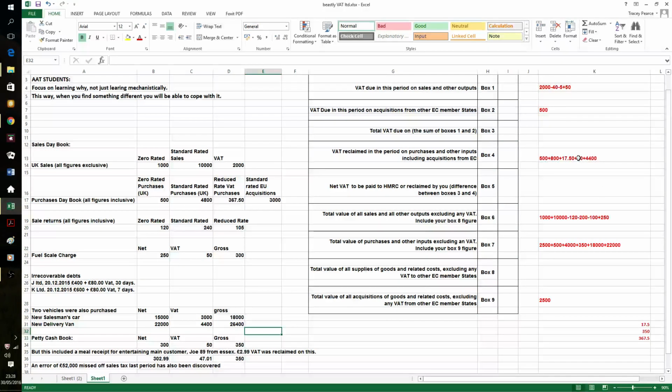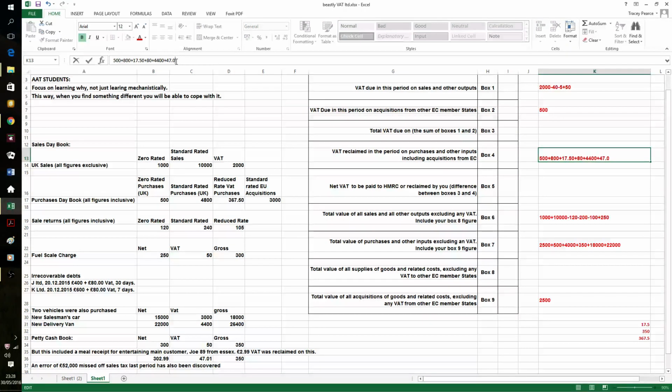So now box 4 then, what we're going to do is claim back what we are allowed to claim back. The £47 and a penny. And in our box 7 then, we're going to put the 302.99, the new recalculated net. And then there's an error of £52,000.